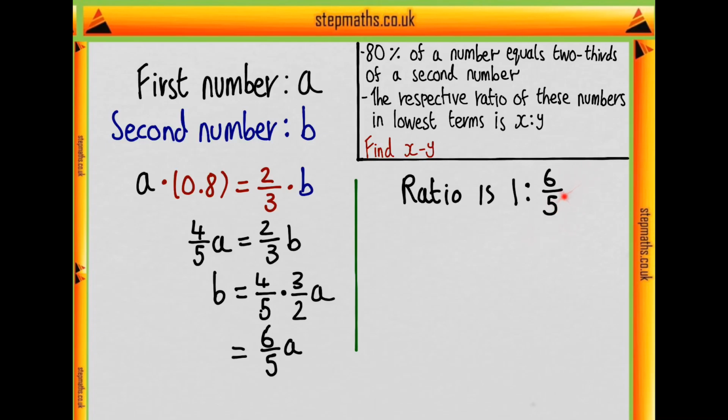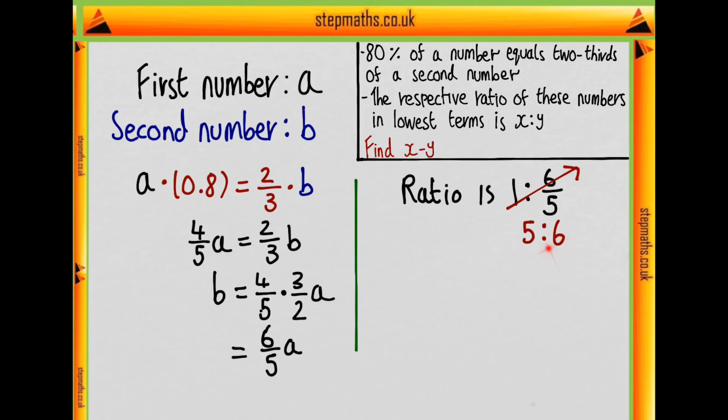But this isn't the answer, because we want the ratio in lowest terms, and ratios are integers, right? So let's times by 5. And we get 5 to 6. Now this is looking better, because this is a ratio, and it's certainly in its lowest terms, because 5 and 6 don't have any common factors.